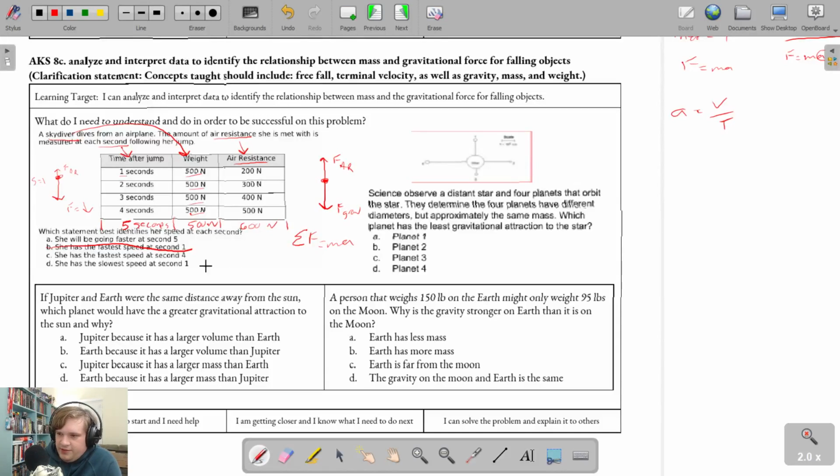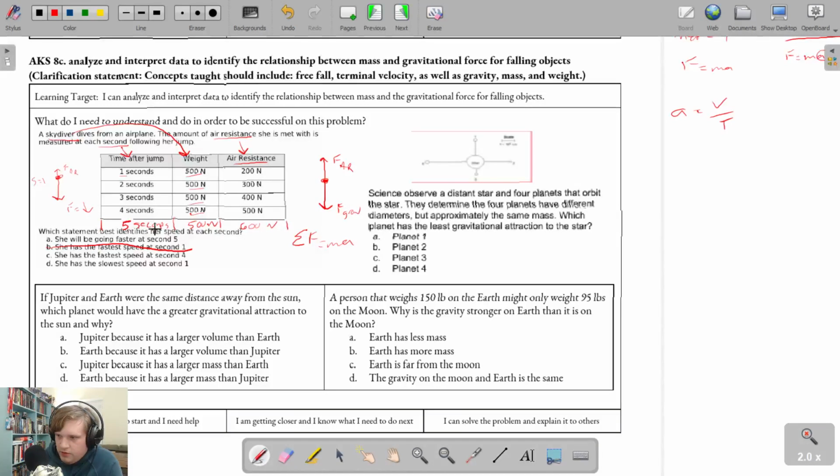She has the fastest speed at second 4. She constantly is falling. Her acceleration is getting smaller each time, but it's still negative. So she's still having some acceleration down, and she is getting faster and faster as she goes. Okay, so fastest speed at second 4. She will be going faster at second 5.